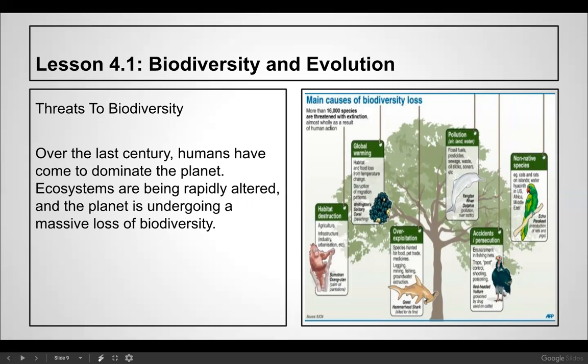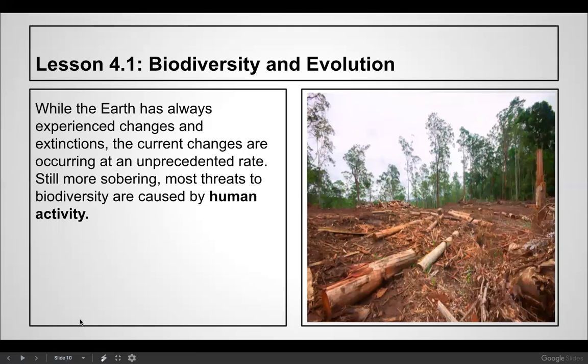Global warming: changes in the temperature of the planet on average. Overexploitation: we're killing hundreds of millions of sharks every year. Pollution, accidents, and non-native species invading areas. Here's a great example in that picture. You can see the habitat loss and habitat destruction. Once you chop down a rainforest, it will never become a rainforest again.